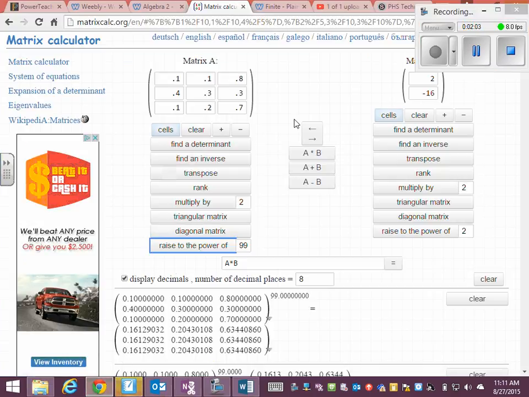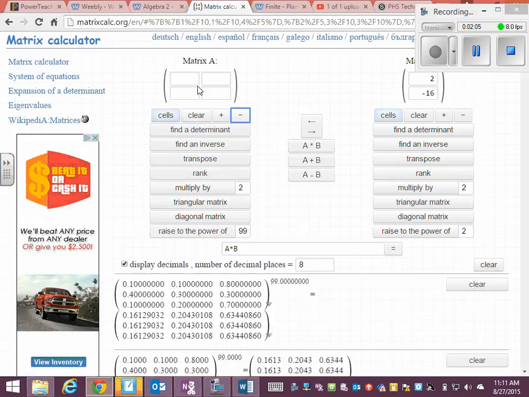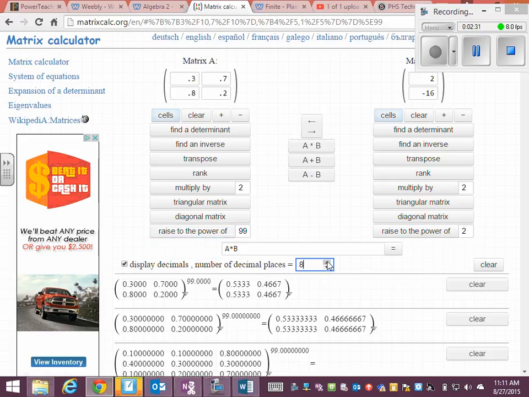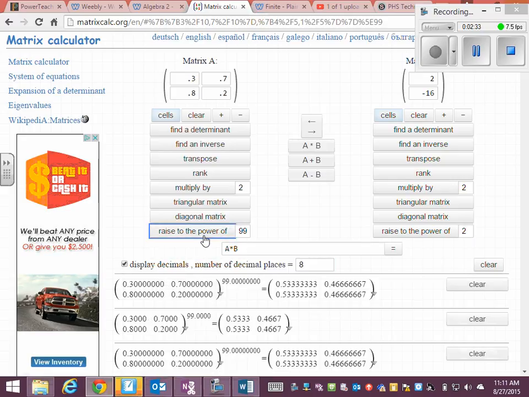So we'll go to matrixcalc.org, and I've got a matrix of 0.3, 0.7, 0.8, 0.2, and I'm going to raise it to a really high power, like 99. Any large number will work. This one, 99, is usually pretty good. And so I've got mine going to 8 decimal places. You can have it going to 4. I think 8 is usually pretty good.